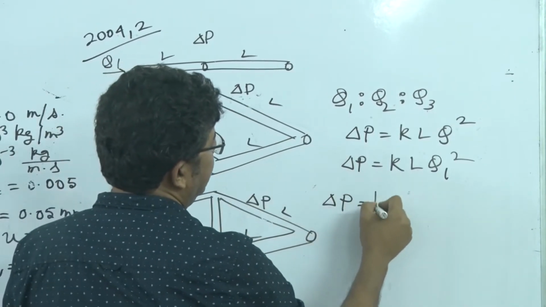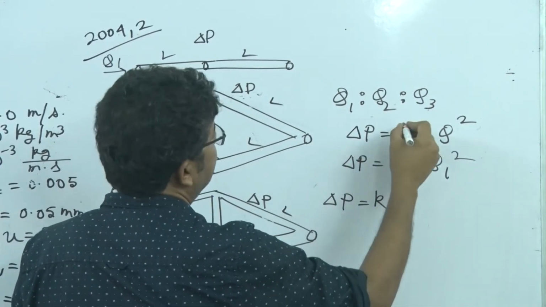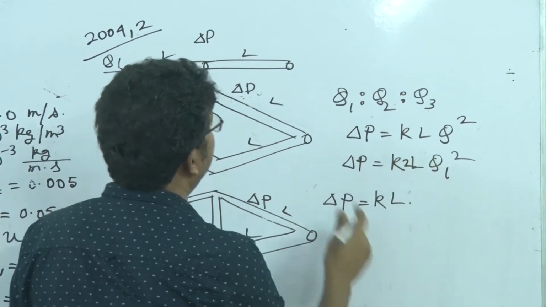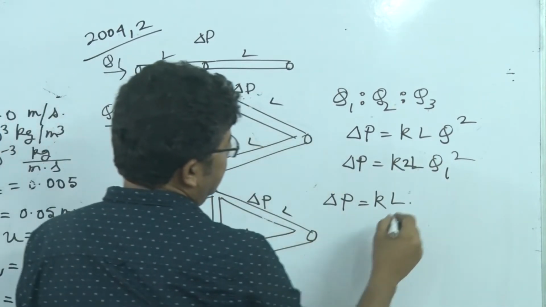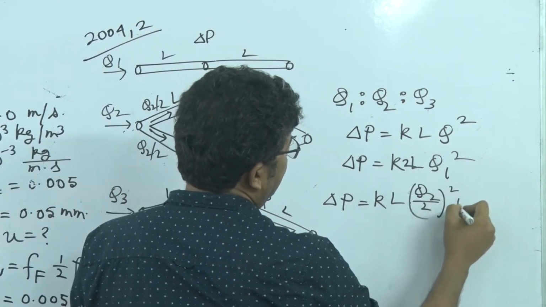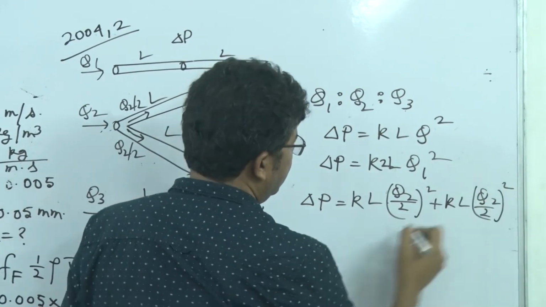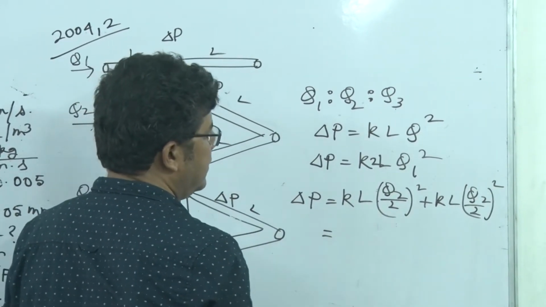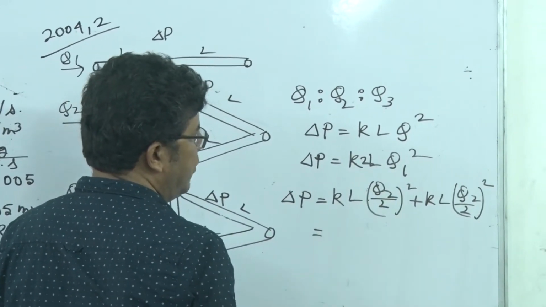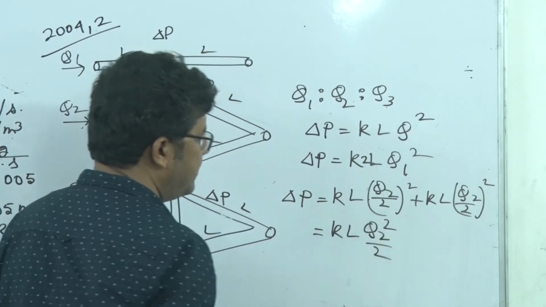So delta P is equal to K into L, or rather here it will be 2L because this distance is 2L. Q2 by 2 whole square plus K into L Q2 by 2 whole square. So it is Q2 square by 4. So KL Q2 square by 2.